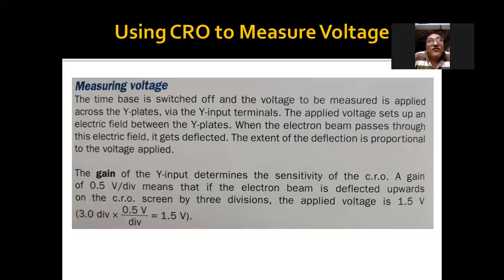0.5 volt per division. It means on the y-axis, 1 square or 1 division is representing 0.5 volt. It means that if the electron beam is deflected upward on the CRO screen by 3 divisions, for example, 3 squares above the mean position, then multiply 3 with 0.5. So 1.5 volt. So the voltage is 1.5 volt.